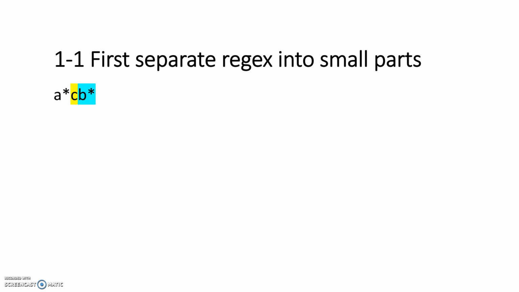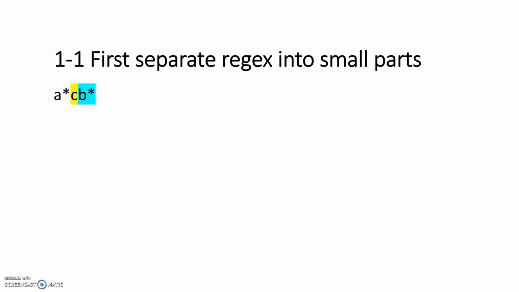So the problem that we're going to solve is A star followed by C followed by B star. Under the first step, we have several more steps to follow. The first one is to separate the regular expression into small parts. Now to solve this, you first need to recognize this is not A star followed by B star. You cannot think about it that way, A star followed by C followed by B star. We need to simplify this one.